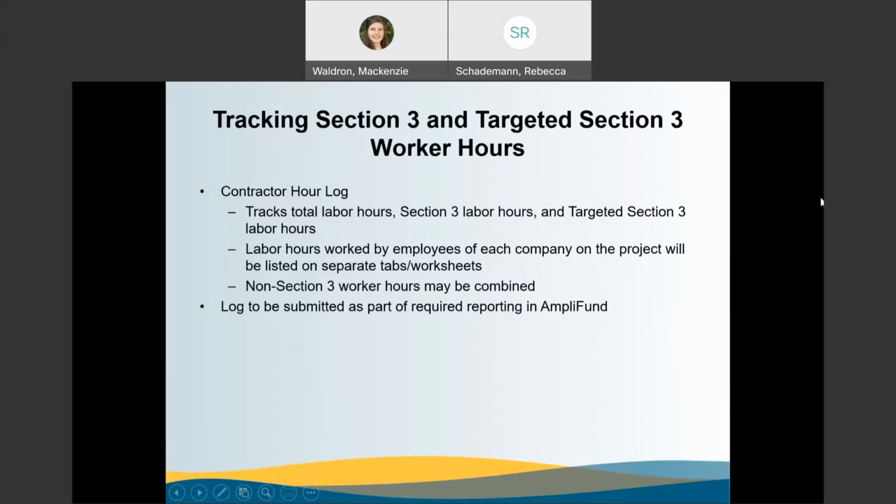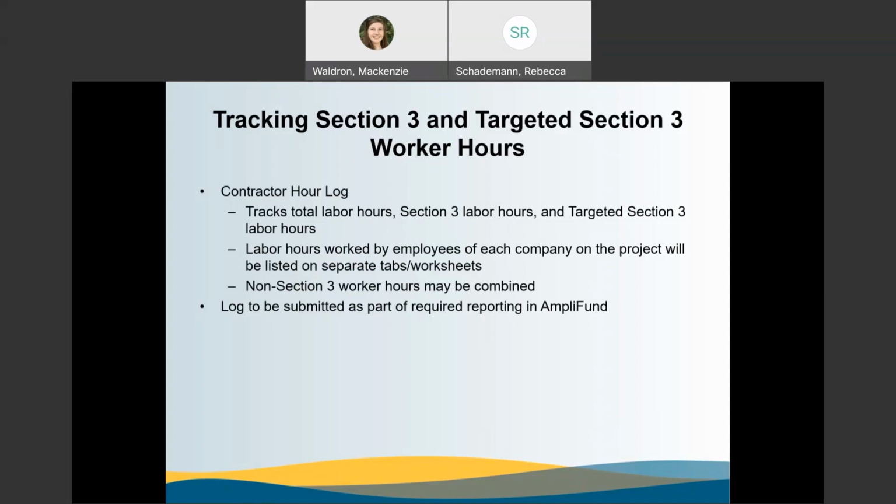So next up, I wanted to talk about the tracking of Section 3 and targeted Section 3 worker hours. So we just went through all the certification forms to identify which workers are Section 3 or targeted Section 3, or maybe they're not Section 3 workers at all. So you need to first identify that, and then next you have to count all the hours they worked on a Section 3 project. We do need to know all of the hours worked by all parties.